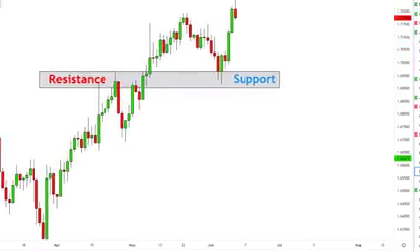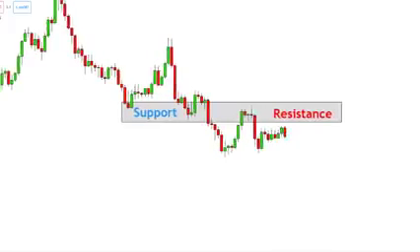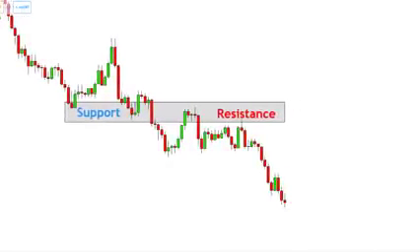For a downtrend, we are looking for quite the opposite. We're looking for a level of support to break, and then the market to have a pullback that comes back to that level of support. We're looking for that level of support to become the likely area of resistance for the continuation of that downtrend.